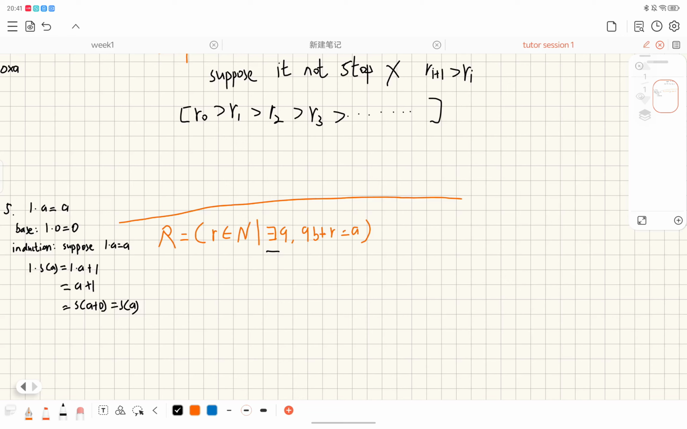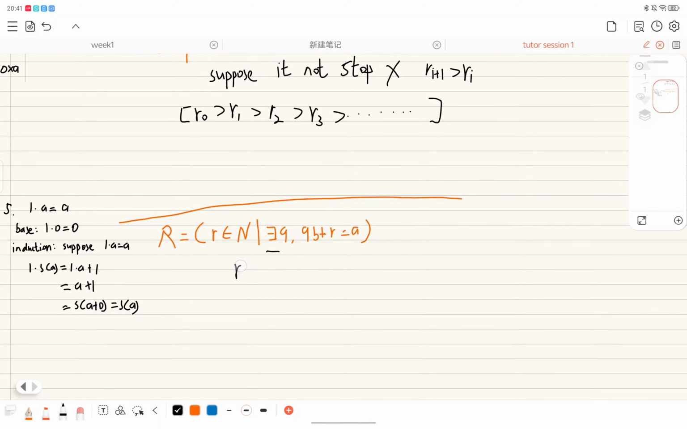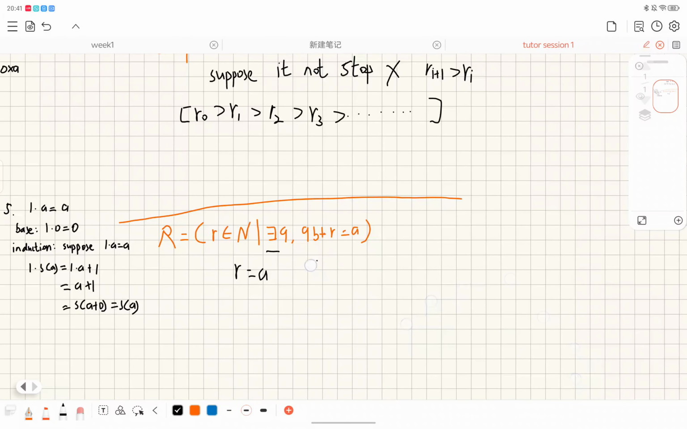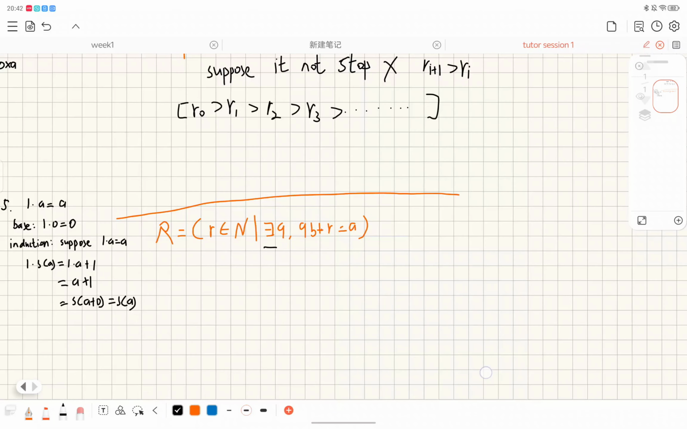And of course, the set R is not empty, because at least when R equals A and Q equals 0, this is true. So at least A is inside R. So here, let's state something. As we know R is non-empty, and according to well ordering, there is some smallest element in R.